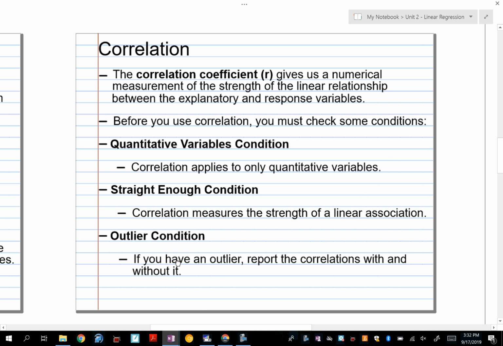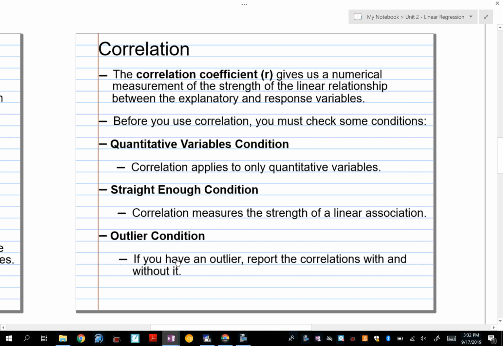The straight enough condition is just a fancy way of saying, when you check the scatter plot, does it look like a line? Did you say linear for the form? Because if you didn't say linear, remember that curved one? We should not be using any of the stuff that we're going to talk about, including the word correlation. And then finally, the outlier condition. Really, you want to make sure there's no outliers. If there are outliers, you can report the correlation coefficient with and without those outliers.